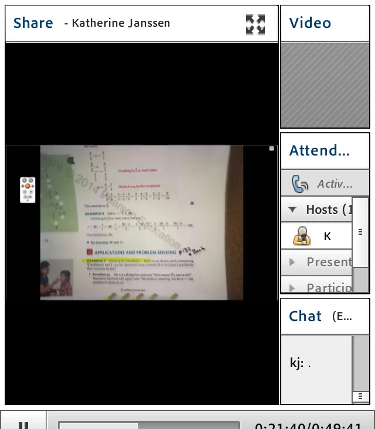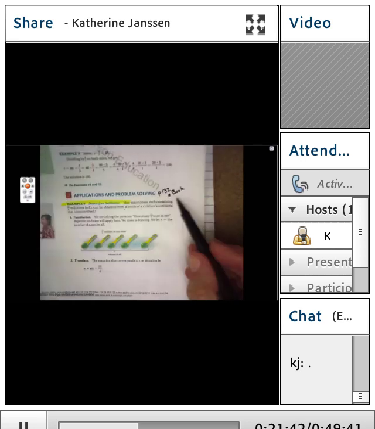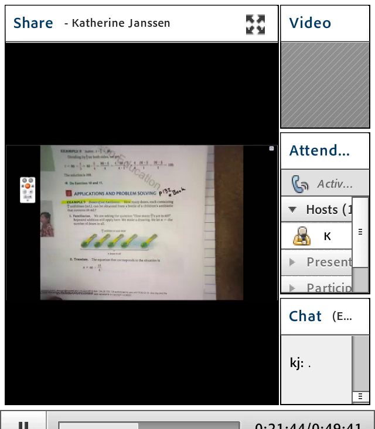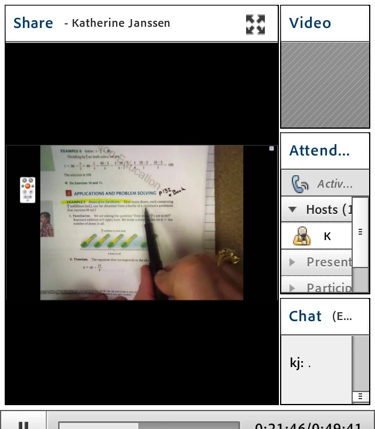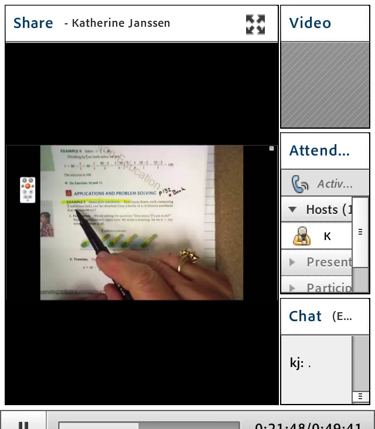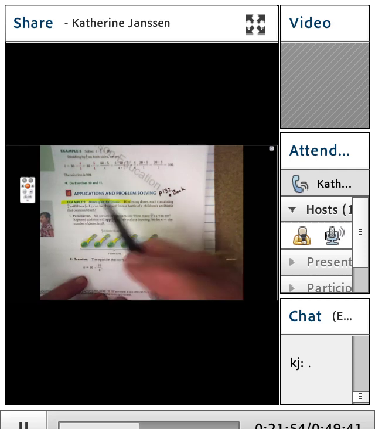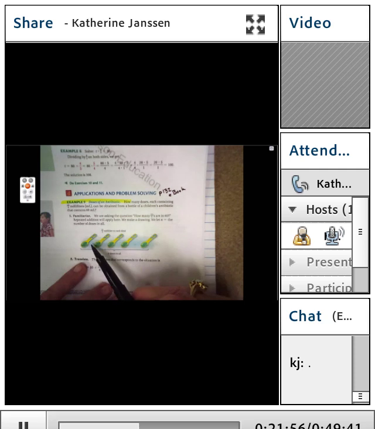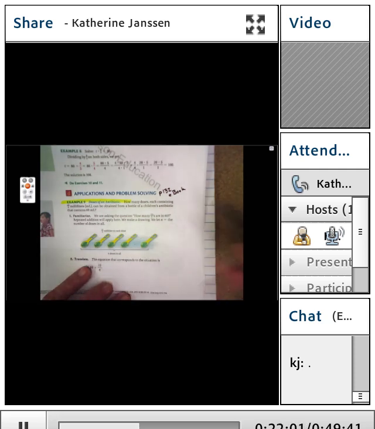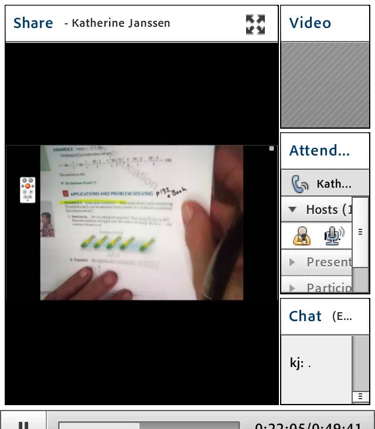On page 132, example 9. How many doses, each containing 1 1/4 milliliters, can be obtained from a bottle of children's antibiotic that contains 60 milliliters? Each dose is 1 1/4, but how many of them are we going to have if I have a total of 60 milliliters?